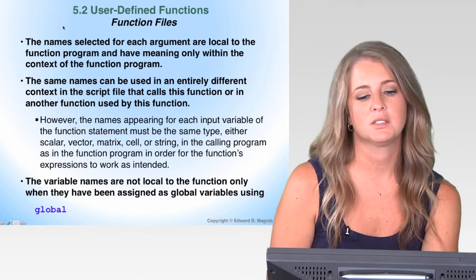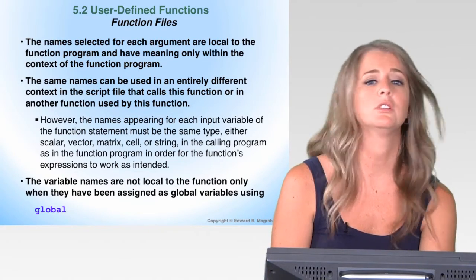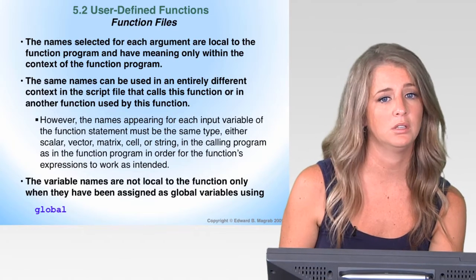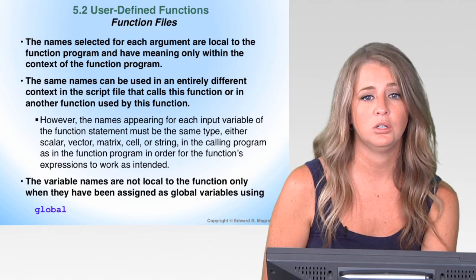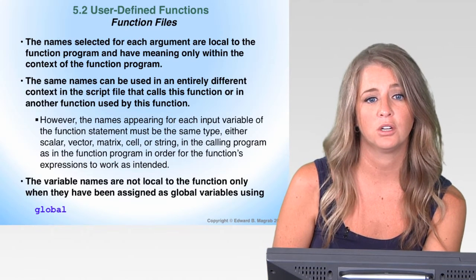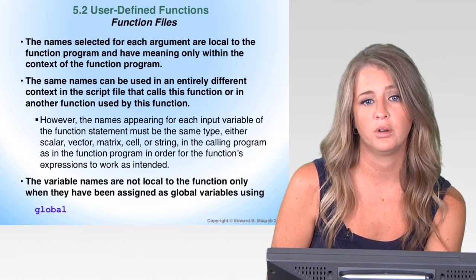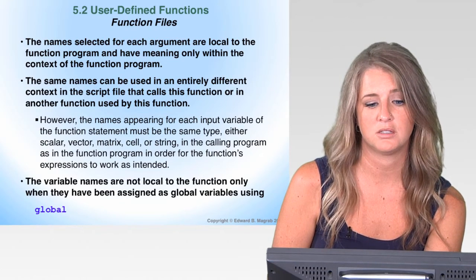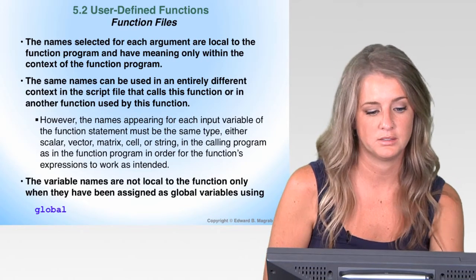So the names selected for each argument are local to the function program and have meaning only within the context of the program. We talked about that. The same names can be used in an entirely different context than the script files that call the functions or another function used by this function. So they can be used in an entirely different context, is all that's saying.